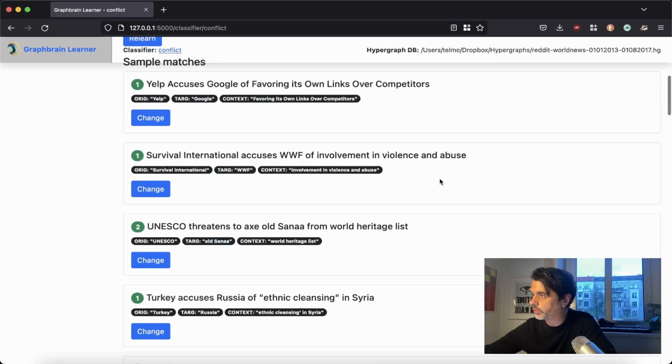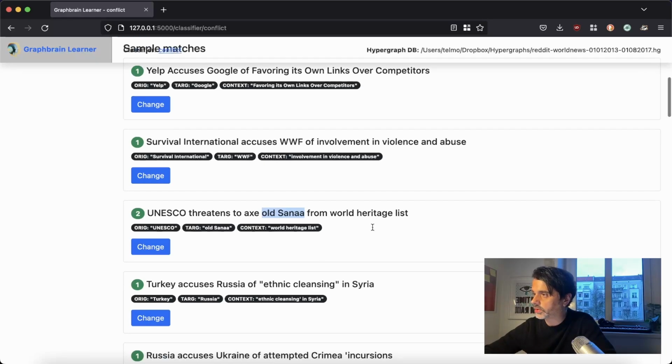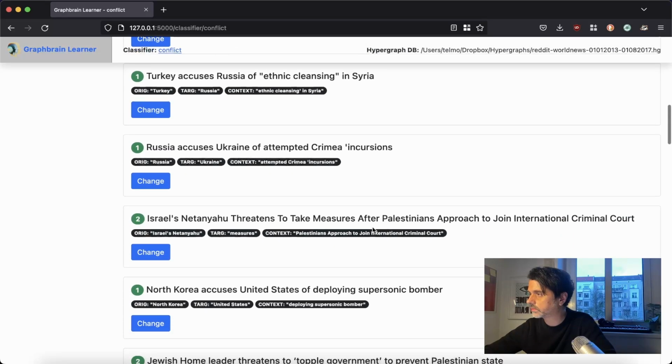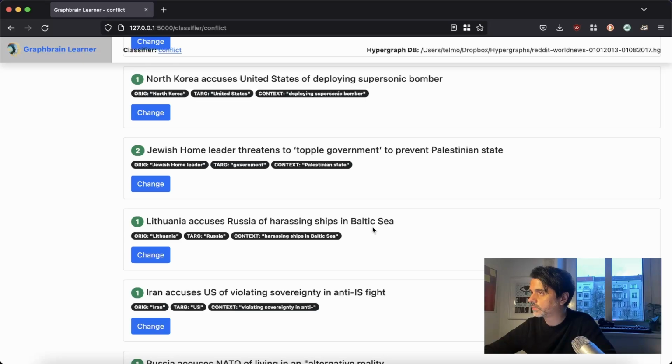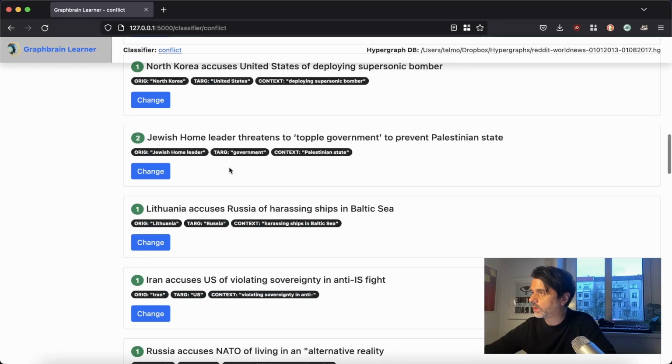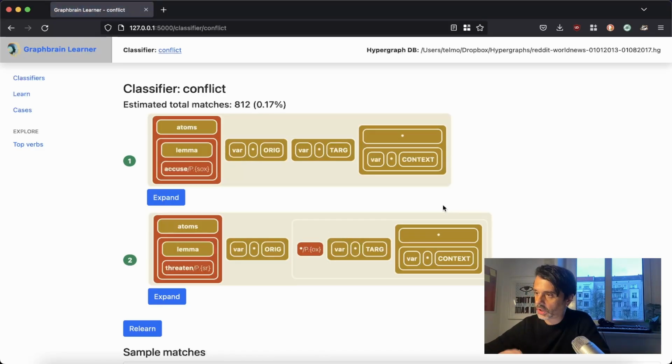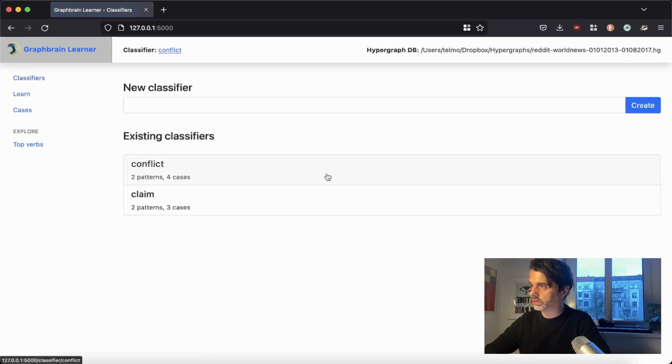So this is already stuff that we had from the previous. So UNESCO, and the target is here, and the context is World Heritage List. Yeah, Jewish home leader, the target is government, and the context is Palestinian state. Okay, so this could possibly still be improved, I'm sure, but we will stop here with these two classifiers. Thank you for watching.